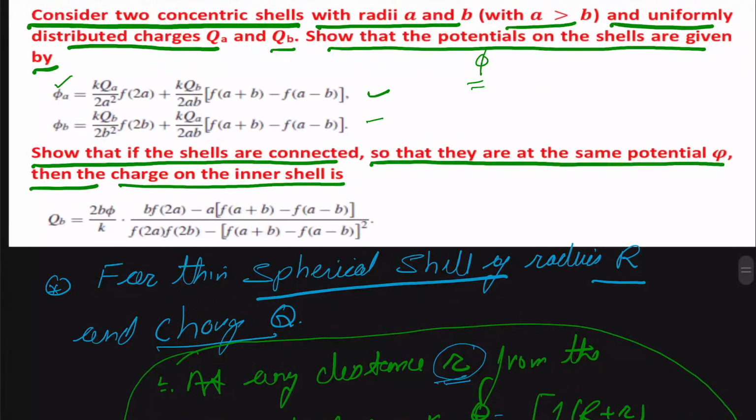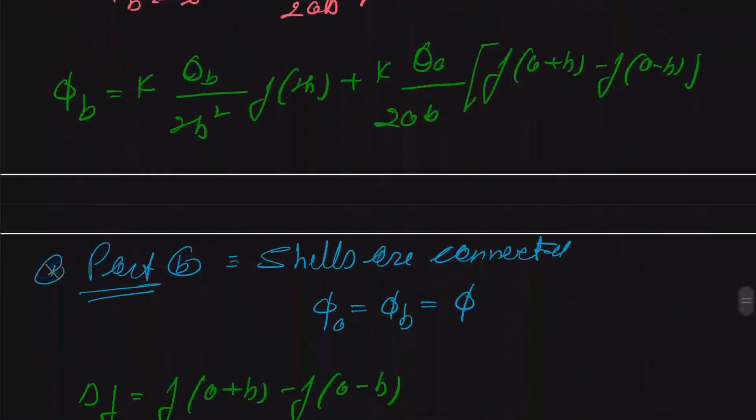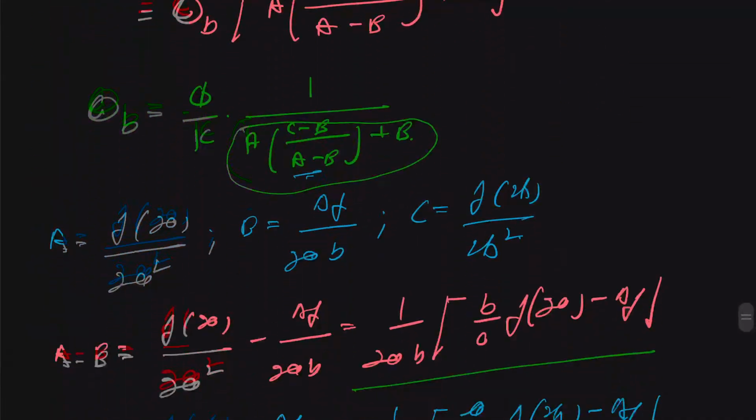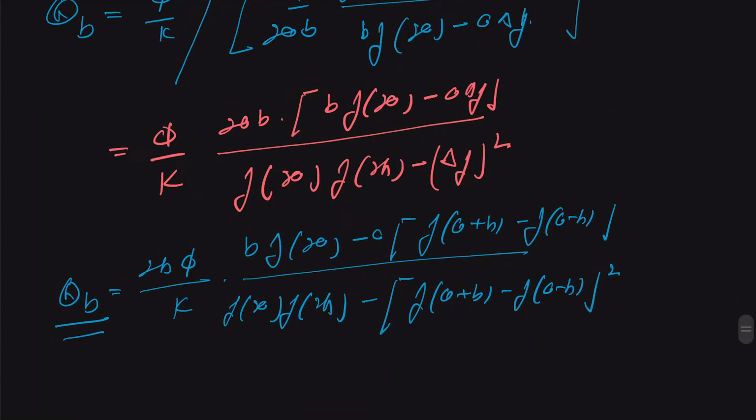So it was divided in two parts. We found out what would be the potential at A, potential on B, and then we found out what is the charge on B, shell B. The only thing was the question is a little bit lengthy, but it is quite simple to solve. It requires a little bit of effort, but we get the answer. So this completes all the 3 questions for today.